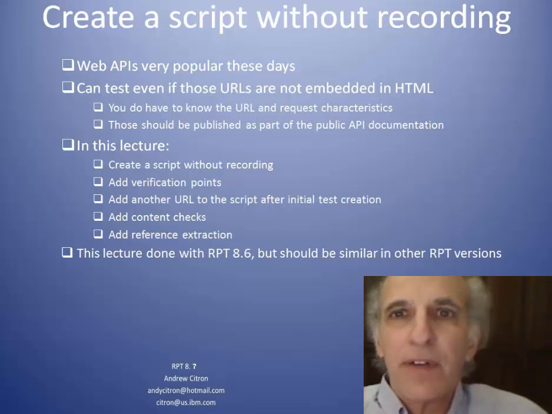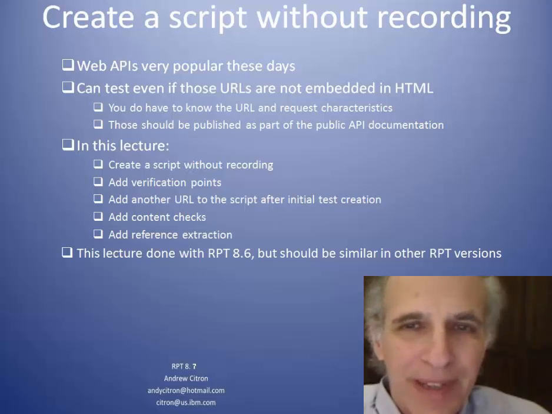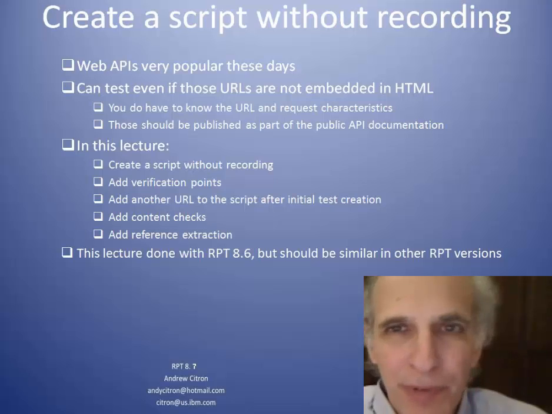In past lectures, I covered how to create a script from a recording, but these days web APIs are very popular, and you can test those URLs even if they're not embedded within HTML. Typically, if you have a web API for providing a service, there's a published API and the parameters are published, and what you can expect the service to do is documented. So you do have to know the URL and the request characteristics, whether it's a POST or a GET.